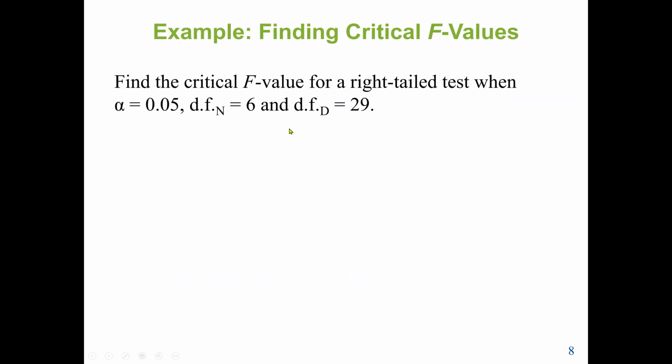So now let's go through an example here. Here our example says find the critical F values. Here we are going to find the critical F value for a right tail test when alpha equal to 0.05, degree of freedom n equal to 6, and degree of freedom d equal to 29. So here they gave us all the 3 values, so we can go ahead and find the critical value.